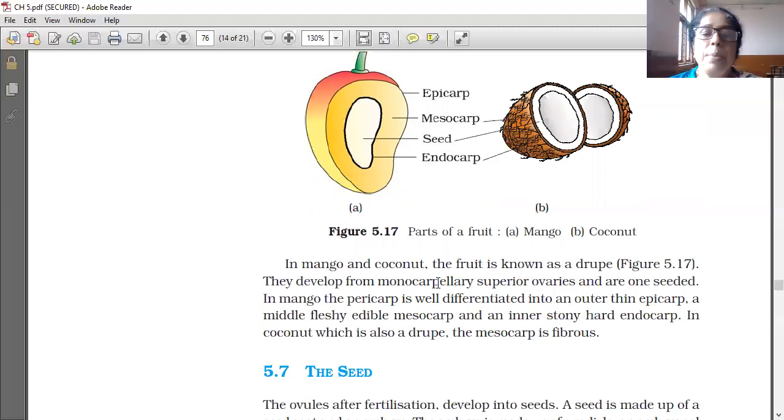In mango, the pericarp is well differentiated into an outer epicarp, a middle fleshy edible mesocarp, and an inner stony hard endocarp. Edible means suitable to eat. The portion of mango we are eating is the mesocarp. In coconut, which is also a drupe, the mesocarp is fibrous. The fiber seen there is the mesocarp.